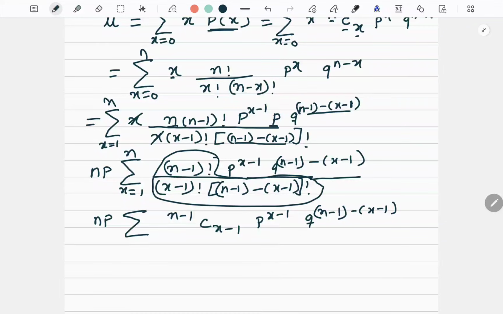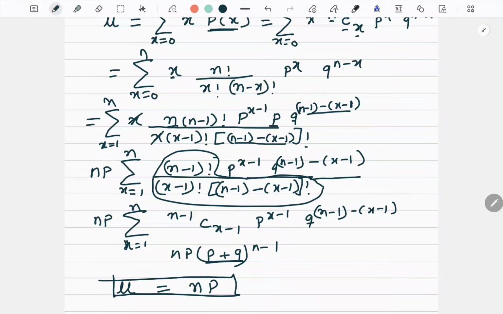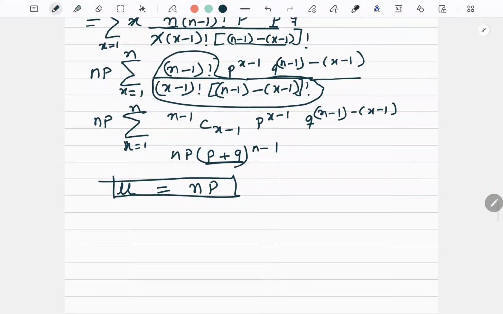So what exactly is this? This is a binomial distribution, only n value is equal to n minus 1. So x is from 1 to n. This is np times p plus q to the power n minus 1. And what is p plus q? p plus q is 1. So np. So what is the expression for mean of binomial distribution? Mean is equal to np. Right? Now let us do standard deviation.